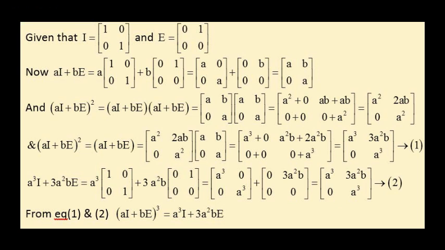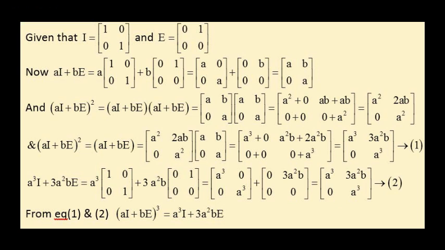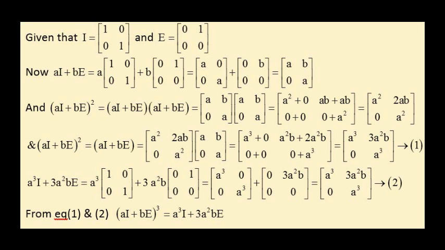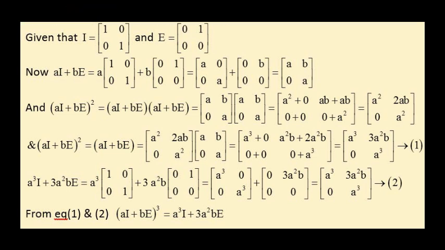Okay. The first matrix is multiplied by a cube, meaning each element is multiplied by a cube. We get a cube, 0, 0, a cube, plus the second matrix, where each element is multiplied by 3a square b: 0, 3a square b, 0, 0. Adding these two we get a cube, 3a square b, 0, a cube. Okay, from 1 and 2 we get the required value.